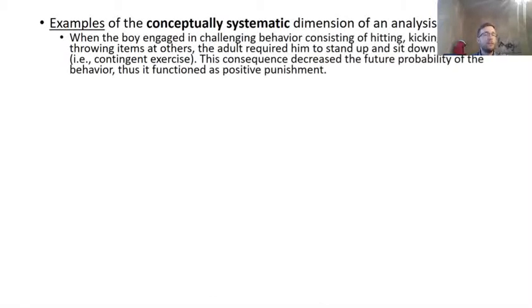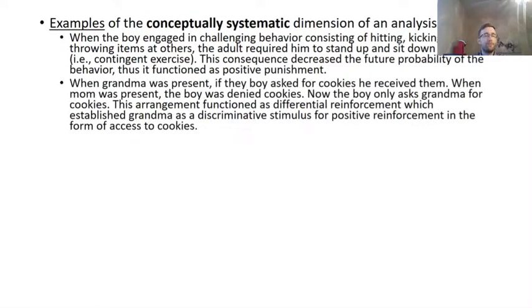When the boy engaged in challenging behavior consisting of hitting, kicking, or throwing items at others, the adult required him to stand up and sit down 10 times. That's contingent exercise. Now this consequence decreased the future probability of the behavior. Thus it functioned as positive punishment. So positive punishment is the principle used to interpret or explain the outcome of this intervention.